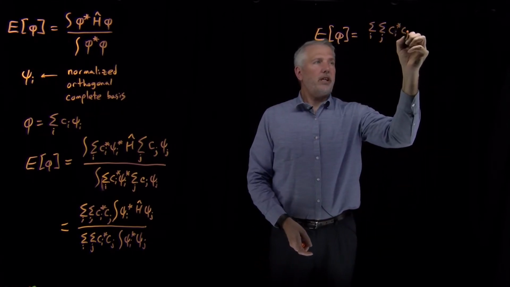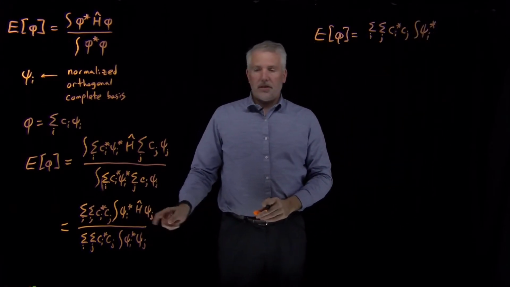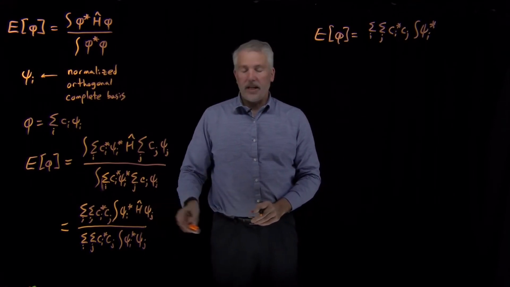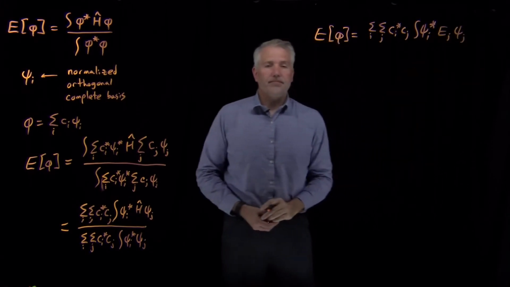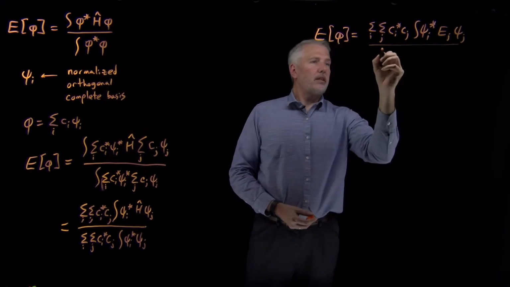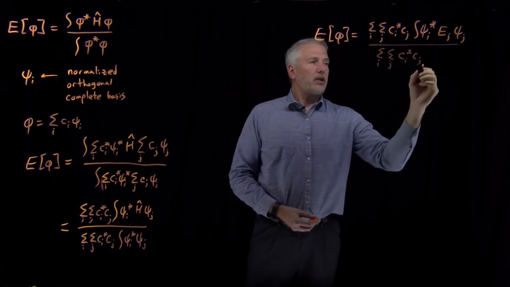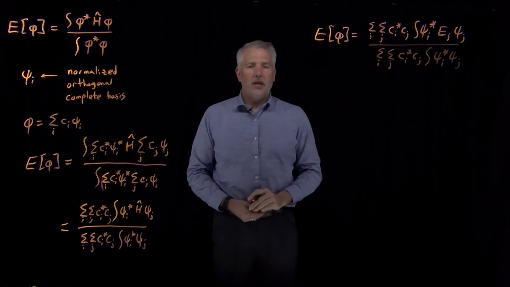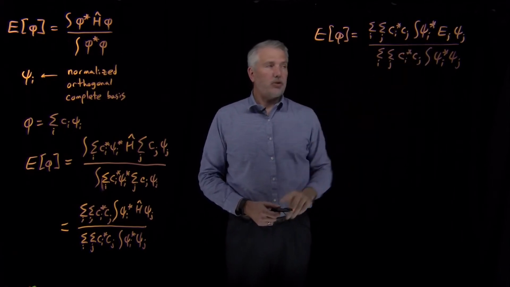Ci star Cj, integral psi I star. But remember, since the psi's that we're talking about are the true wave functions, the Hamiltonian acting on wave function psi j, H psi is equal to E psi. So Hamiltonian acting on psi j is just energy j times psi j. In the denominator, I'll leave the denominator unchanged. Coefficients times this integral, which is either going to be a 1 or a 0. So in that step, I've replaced the Hamiltonian with the energy because it's acting on an actual wave function.